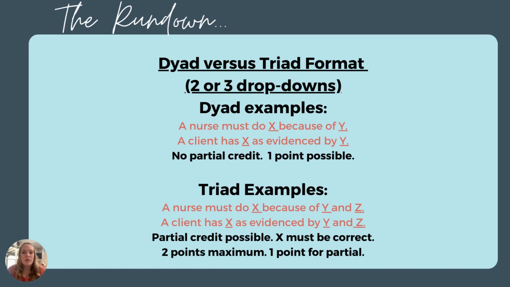You don't get a point for the cause or X, but you have to get X correct to get any points at all. So if you get X, Y, and Z correct, that would be 2 points. If you get the X portion right and miss either Y or Z, you still get 1 point. Now, if you miss X and get that incorrect, you would get 0 points, regardless of what you put for Y and Z. Now let's jump into an example.